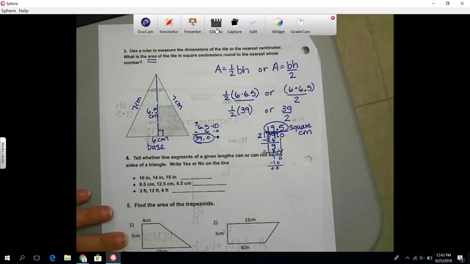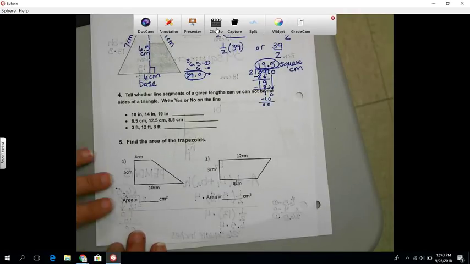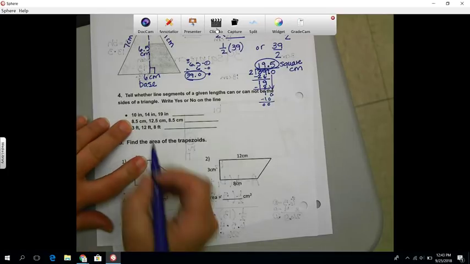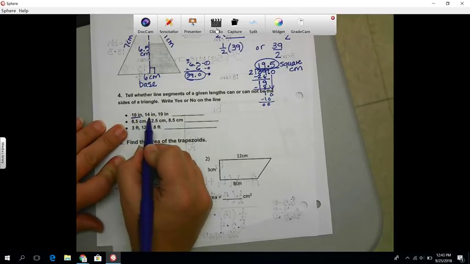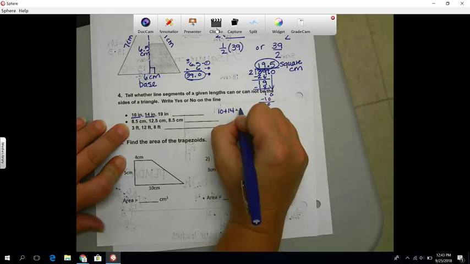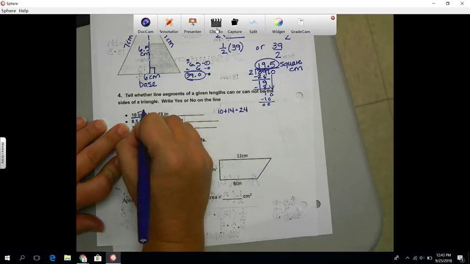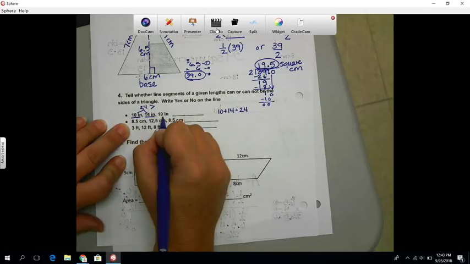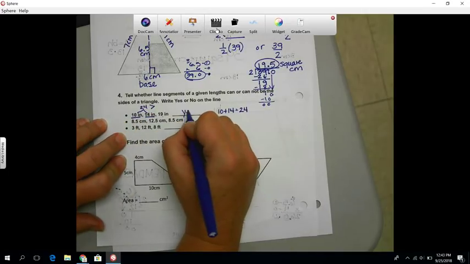Great job. All right, number 4. Tell whether the line segments of a given length can or cannot be the sides of a triangle. Remember the straw activity that we did. When we measured our straw activity, we said that the short plus the middle length has to be greater than the longest side. So on the first one, we have to take the two shortest, 10 and 14. 10 plus 14 equals 24. 24 is greater than 19, so yes, we can make a triangle.